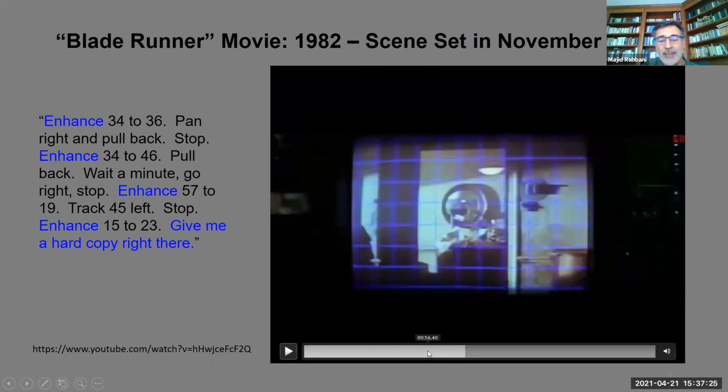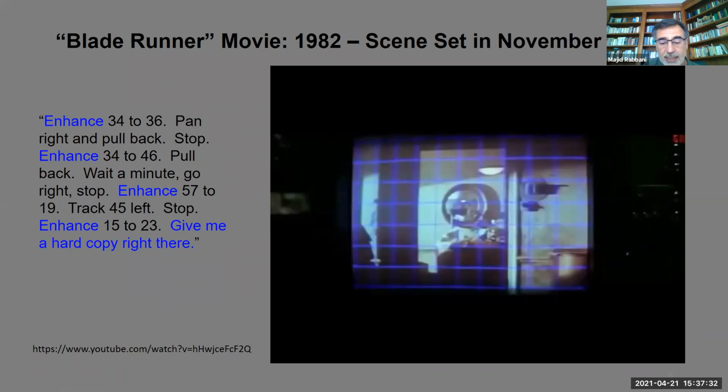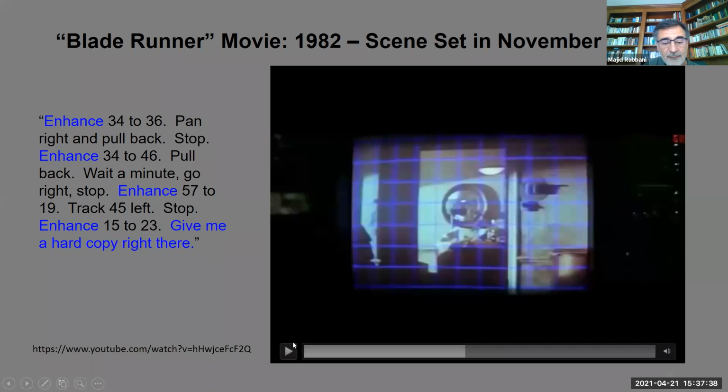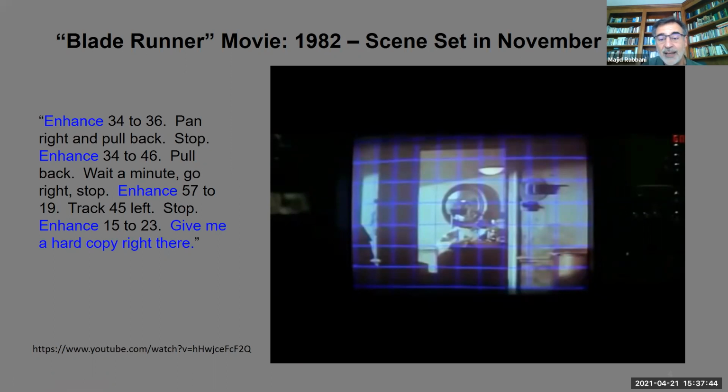This is the movie Blade Runner, okay? Harrison Ford playing. The movie was released in 1982, and it's a sci-fi movie, right? The scene is set in November of 2019, which is not really that far back. Harrison Ford is looking at a video and he's trying to enhance it in order to extract some information.